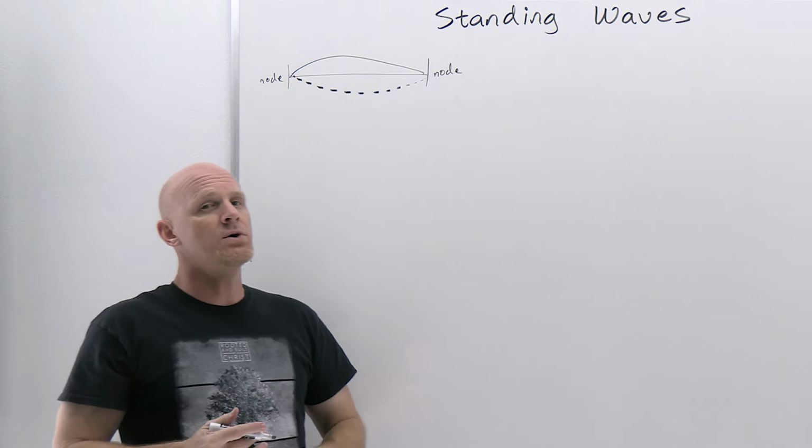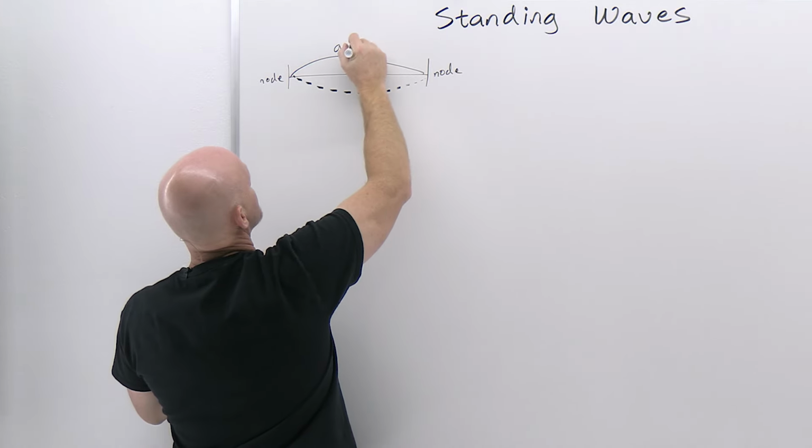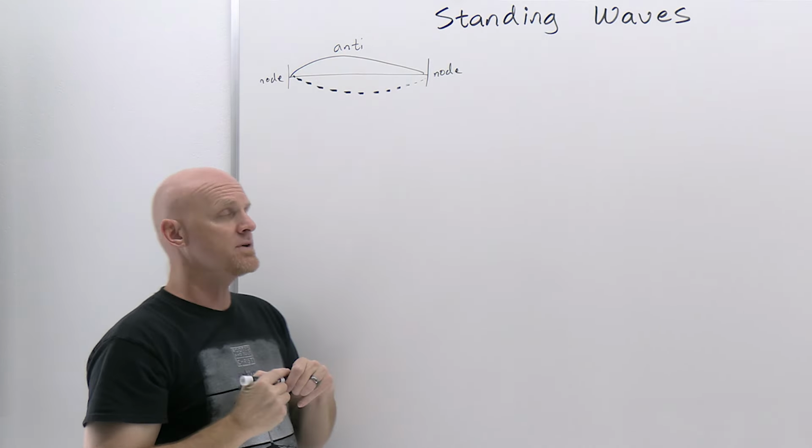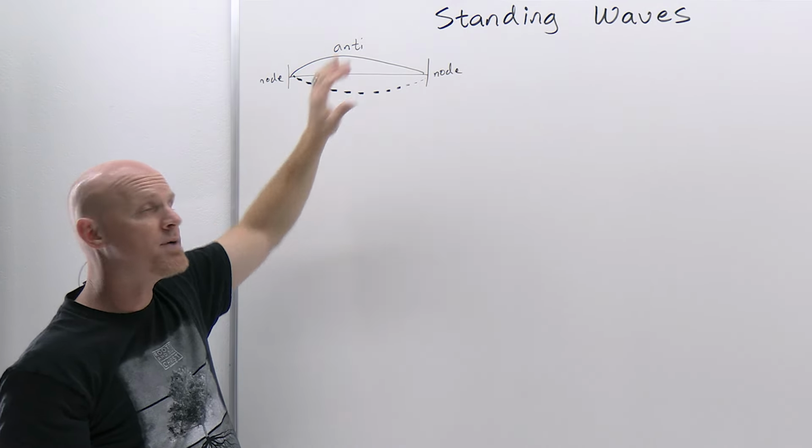Now we've talked about the nodes. The other thing we want to talk about are what's called the antinodes. And here, the antinode is the point where you get the maximum displacement, which is right in the middle, right here. Okay, now this is one possibility.